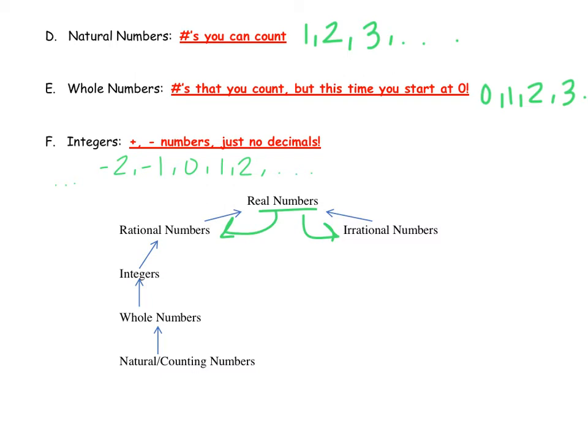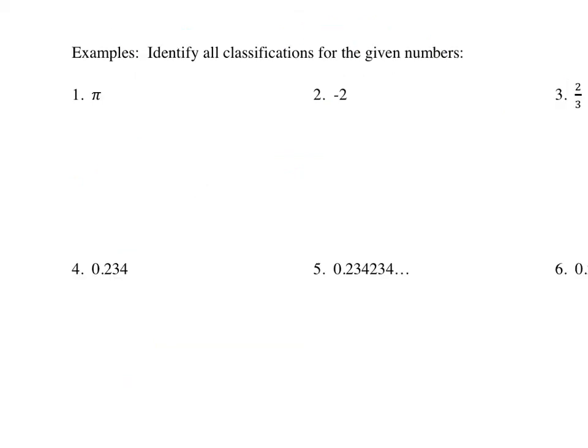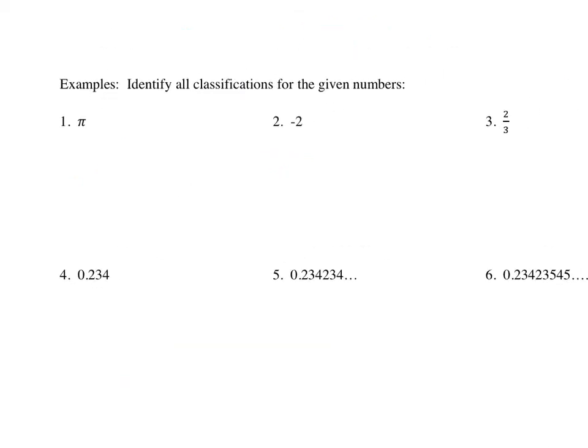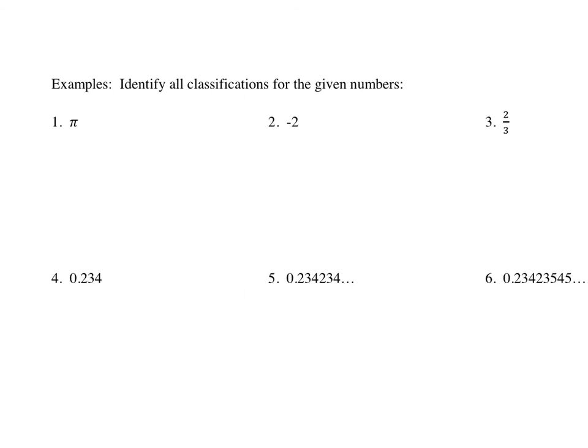So what we're going to be doing today is, if it's a natural number, it has to be a whole number, it has to be an integer, and it has to be rational, and it then becomes real. So that's what we're going to be looking at today. We want to figure out how we can classify these numbers to make sense. So we're going to identify all of our classifications. You should have written down next to you the words real, rational, irrational, integer, whole, natural, and that stuff.